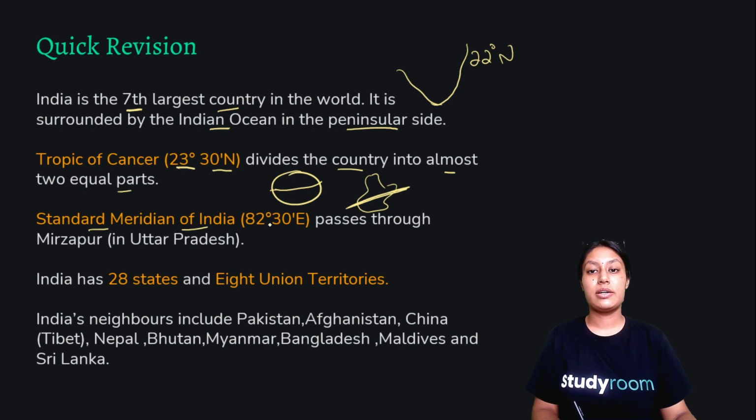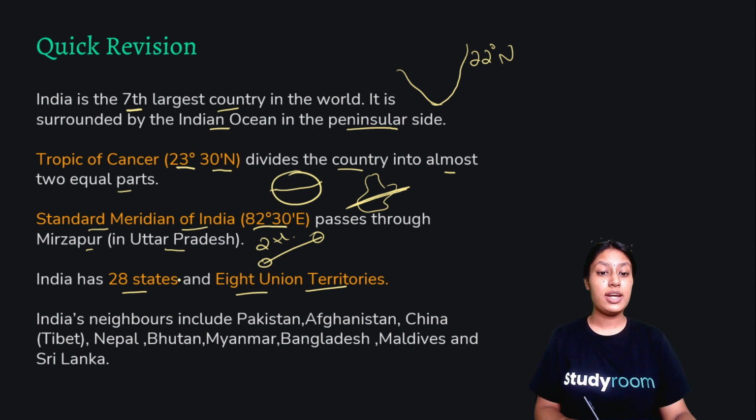Standard meridian of India, and its measurement is 82 degree 30 east, passes through Mirzapur, Uttar Pradesh. That's why there is a lag of 2 hours between Gujarat and Arunachal Pradesh. India has 28 states and 8 union territories. We are all well aware of it.